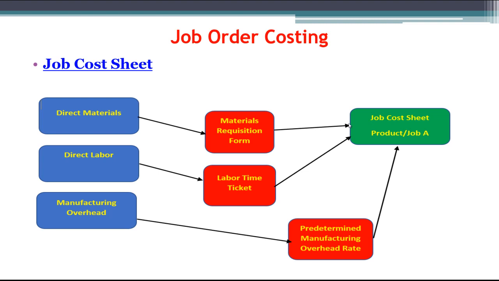All of those job costs go into this final document, so in the end, we know how much cost goes to job A and then job B. We can compare it to our price to determine if it was profitable or not.